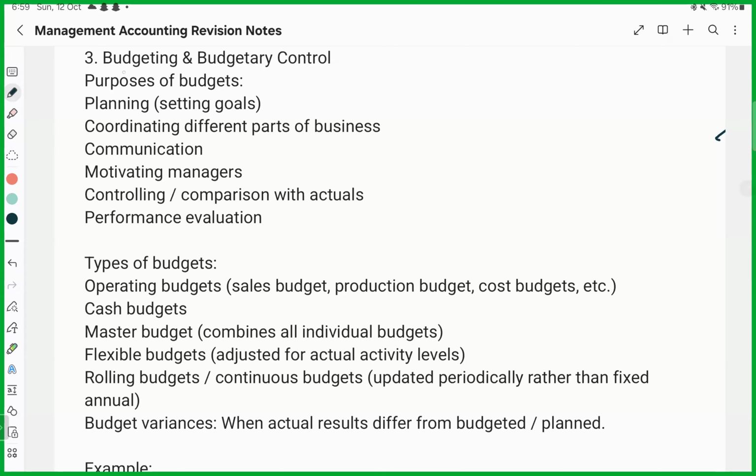Now let's talk about the budgeting and the budgetary controls. What is the purpose of the budget? The purpose of the budget is to set goals, to coordinate between the different parts of the business. So in the first example that we took, the CEO wants a 20% growth.